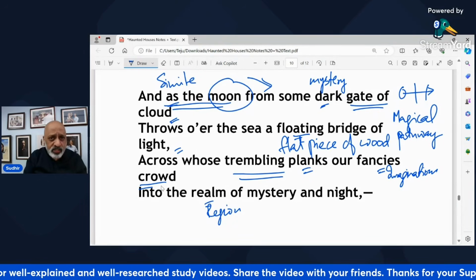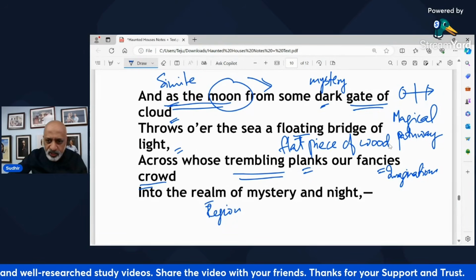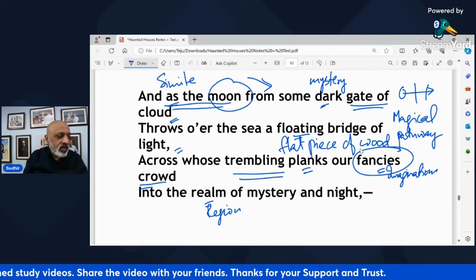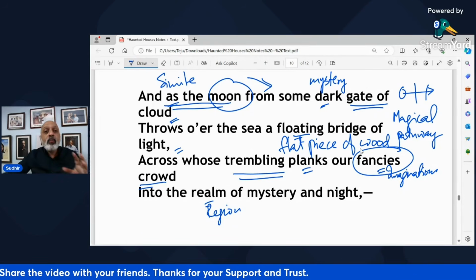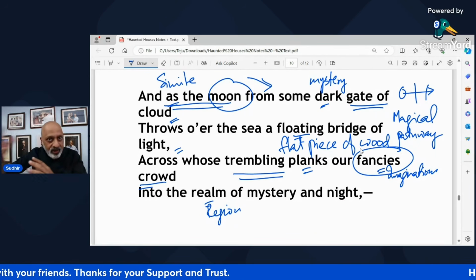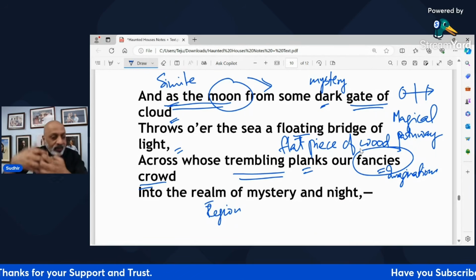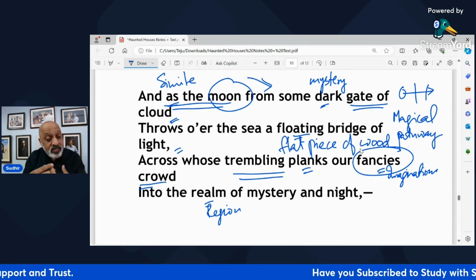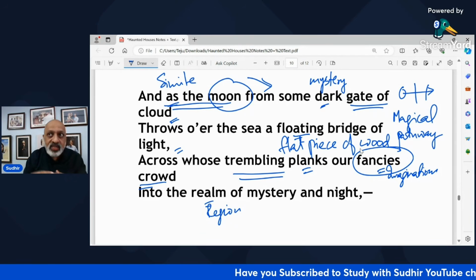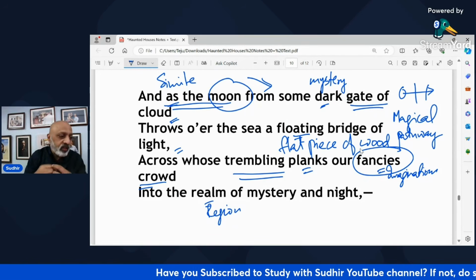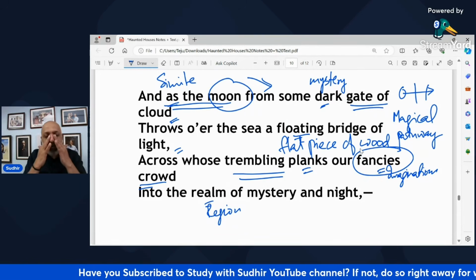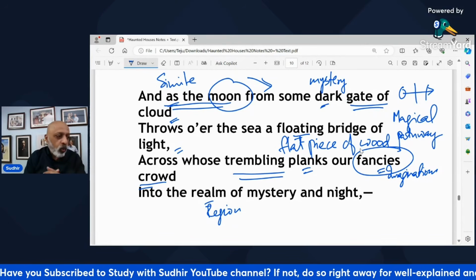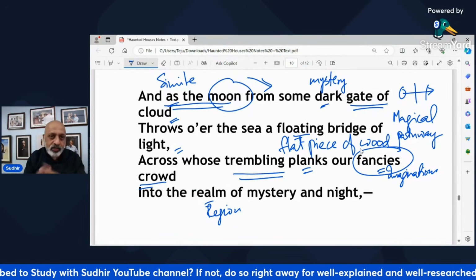Our fancies crowd means there is a sense of thronging once again into the realm of mystery and night. It talks about the destination of all those imaginations, of all those fancies. So they are drawn towards the realm of mystery and night. Night and mystery, they're almost like together. It conveys the unknown, it conveys the unseen, something which is not clear, you cannot see in the darkness. And obviously, it's hinting, therefore, at the spiritual world. Night again conveys a sense of mystique.